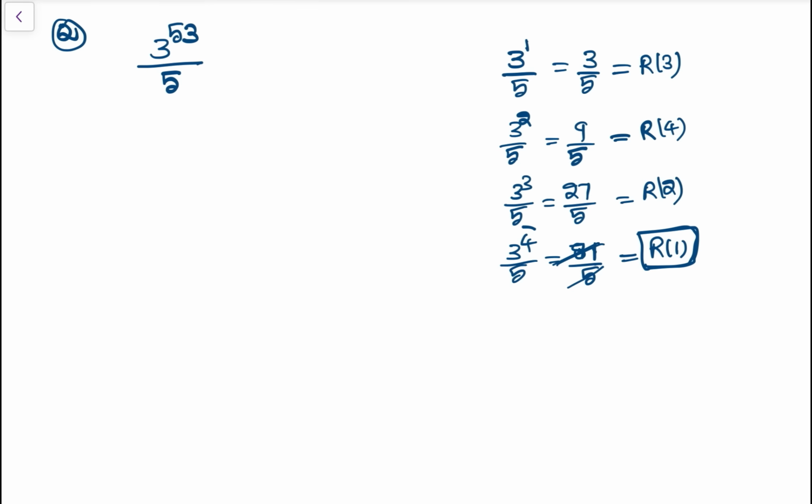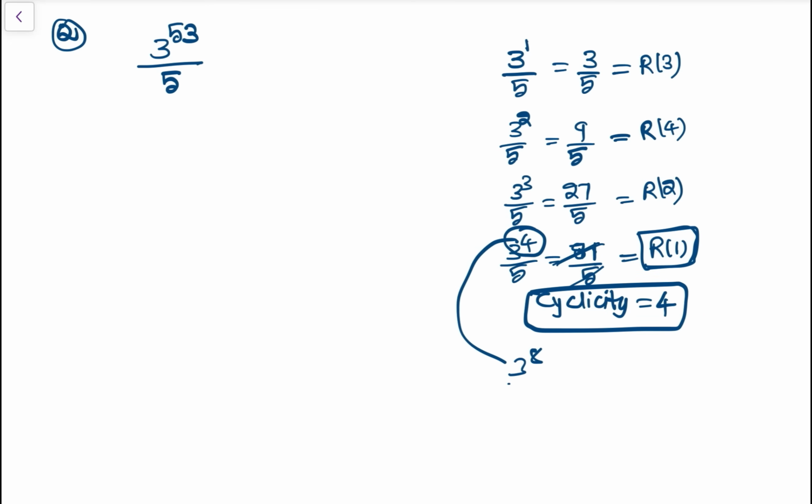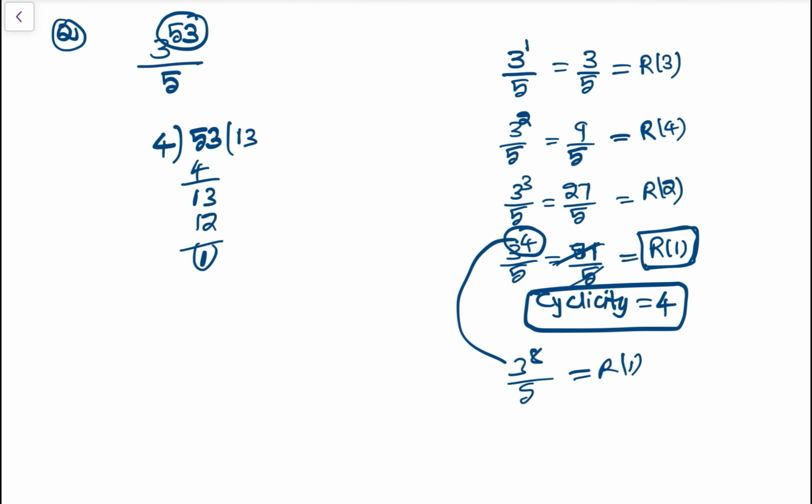So here cyclicity is what? 4. So cyclicity is 4. So हर 4 पे 3 to the power 8 upon 5 का भी क्या होगा? Remainder 1 आएगा. Then 3 to the power 53 इसको 4 में break कर सकते हैं. So 53 divided by 4. So 4 1s are 4, 4 3s are 12. So remainder 1.